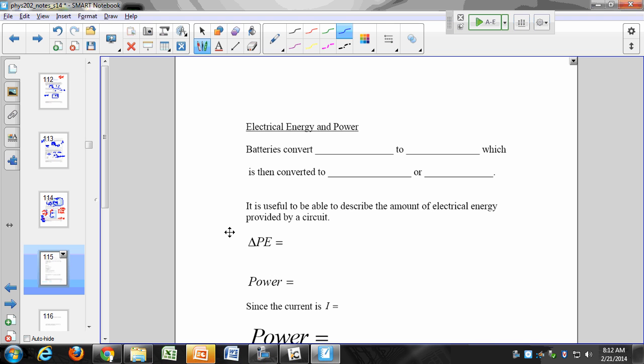Okay, our last topic here is on electrical energy and power. If you've ever done any electrical work in your house, you've probably used these series of equations. And electricians will use them quite a bit.